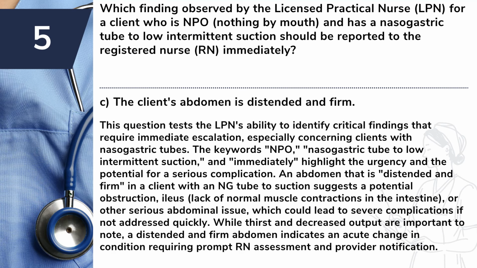obstruction, ileus, or lack of normal muscle contractions in the intestine, or other serious abdominal issue, which could lead to severe complications if not addressed quickly. While thirst and decreased output are important to note, a distended and firm abdomen indicates an acute change in condition requiring prompt RN assessment and provider notification.